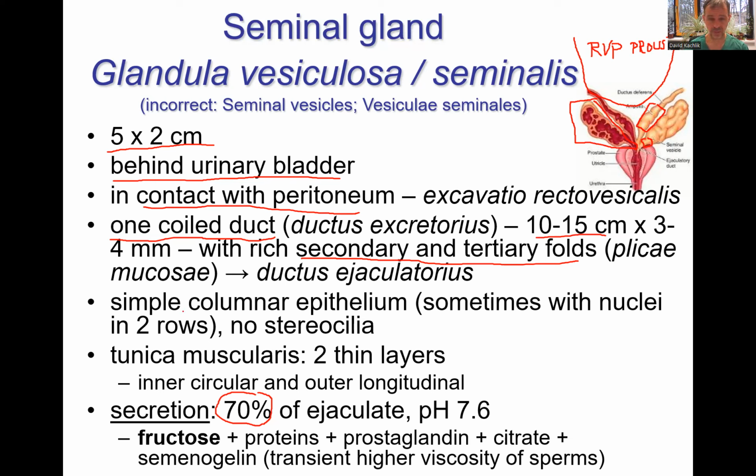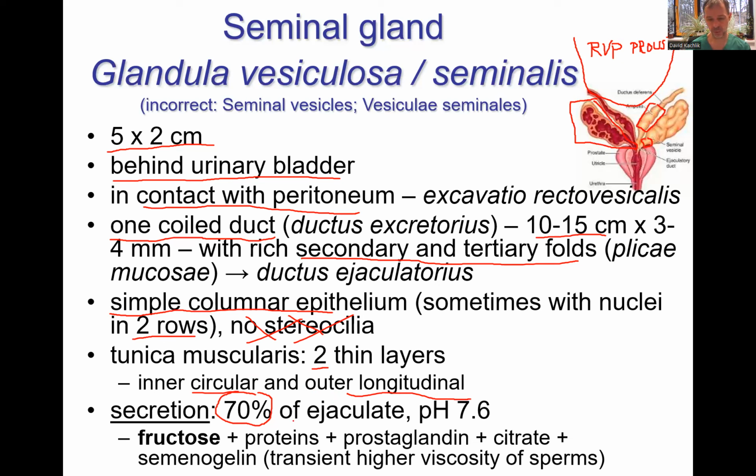Inside it's covered with epithelium, which can have 2 rows, so it can be pseudostratified, but mainly it's only simple columnar epithelium, but there are no stereocilia, unlike epididymis, ductus deferens. The muscle layer has got only 2 layers, but they are very, very thin, circular and longitudinal, not well distinguishable in the slides. Notice the function of this many times coiled tubule.